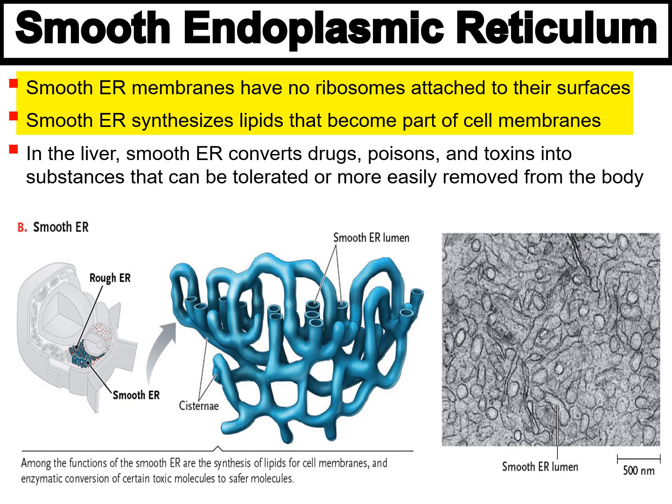Smooth endoplasmic reticulum, unlike rough endoplasmic reticulum, does not contain ribosomes attached to the surface. Smooth endoplasmic reticulum plays a role in lipid synthesis.